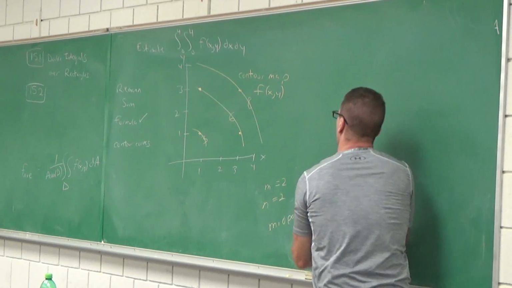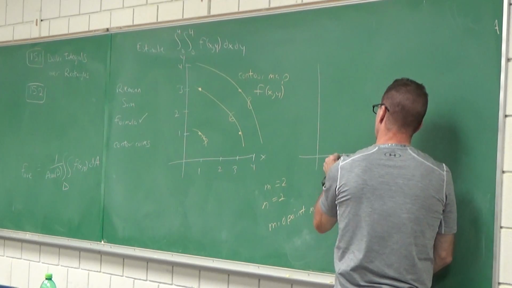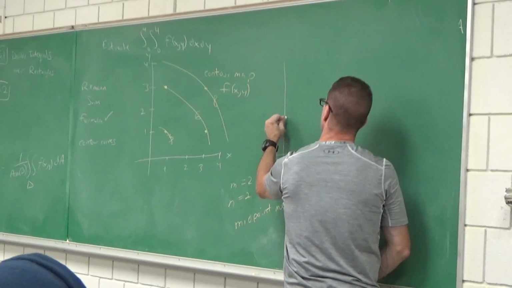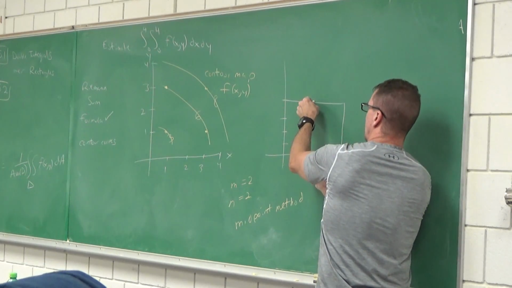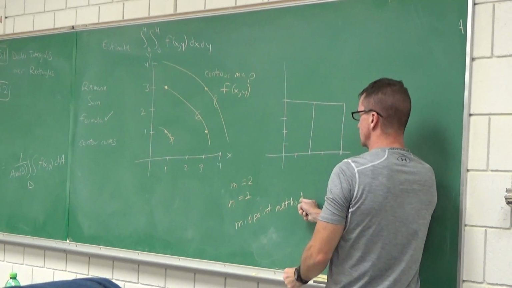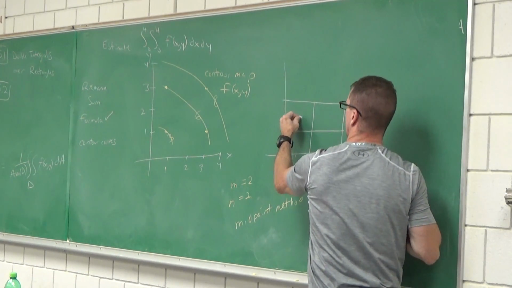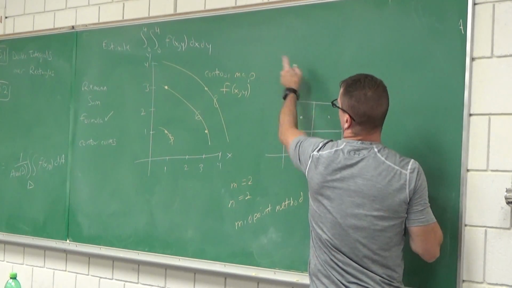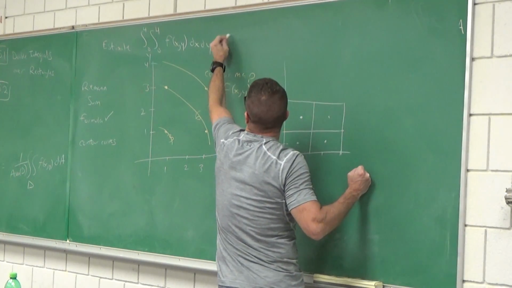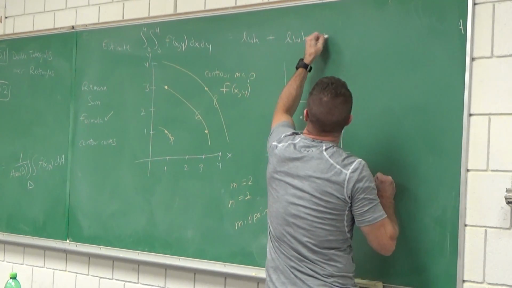Well, I'm going to draw this grid again. 1, 2, 3, 4, 1, 2, 3, 4. N equals 2, split up x in terms of 2 regions. N equals 2, split up y in terms of 2 regions, right? Use the midpoint method. Okay, there, there, there, and there. So when I'm going to get the estimation of the double integral, how many length width heights will it be? It'll be 4 of them.